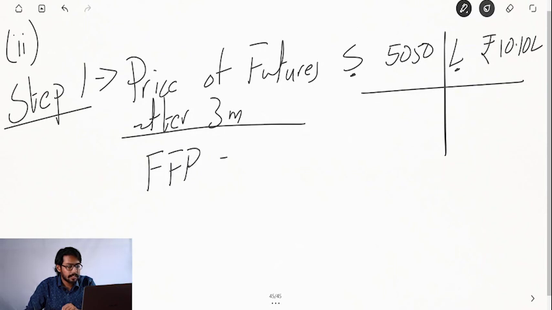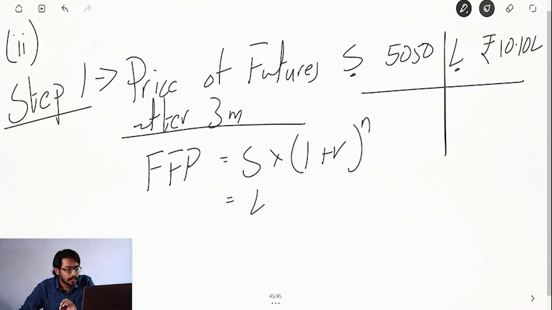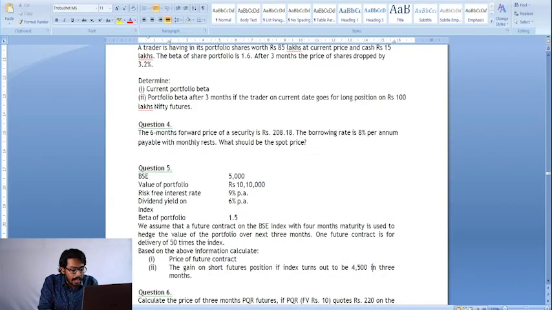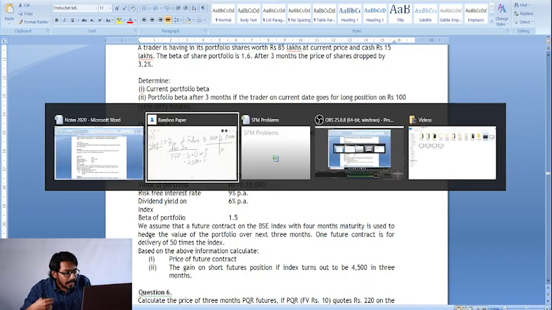Fair future price equals S into 1 plus R raised to N. After 3 months, the spot price is 4500 into 1 point. What is the rate? 3% per annum. What is the remaining period now? Guys, mind you, you are looking at after 3 months. The original life was 4 months maturity. 3 months got over. Now, what is the remaining life? Remaining life is only 1 month.